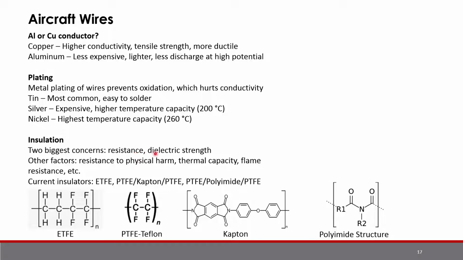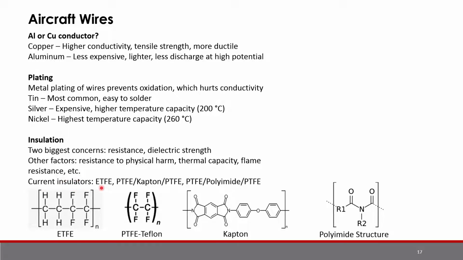So it's kind of like a capacitor. A capacitor is two conductors with a dielectric in between, and depending on the material of that dielectric, that will determine how high the potential is between those two. So you don't want a potential between the other wires. And other factors: resistance to physical harm, such as abrasion, cuts, and bending moments. Also thermal capacity and flame resistance, and other things as well.